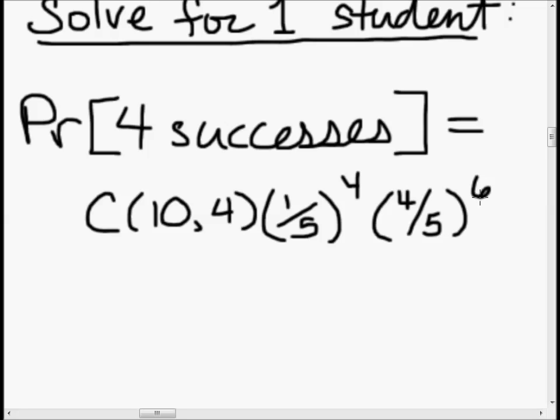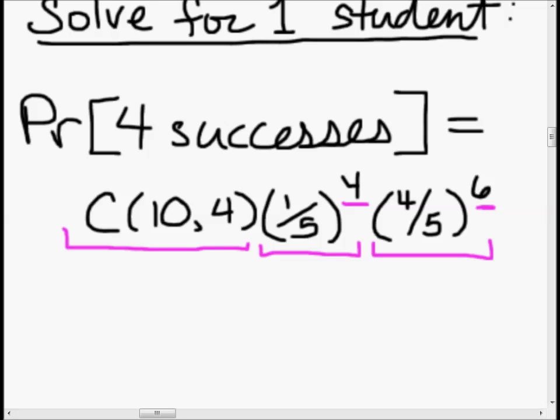So before we go any further, let's talk about this. This is the combination, the number of ways you could choose 4 out of 10, times the probability of choosing the one right answer. So there's 1 out of 5 right answers to the 4th, times the probability of choosing a wrong answer. There's 4 out of 5 ways of choosing a wrong answer to the 6th power. So that's what that is. And let's go ahead and solve that. I mean, that's all this is. You just plug it into the formula and it gives you the answer.